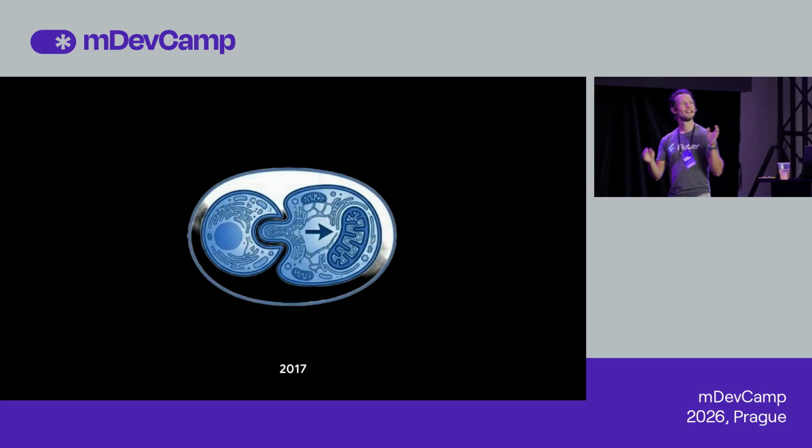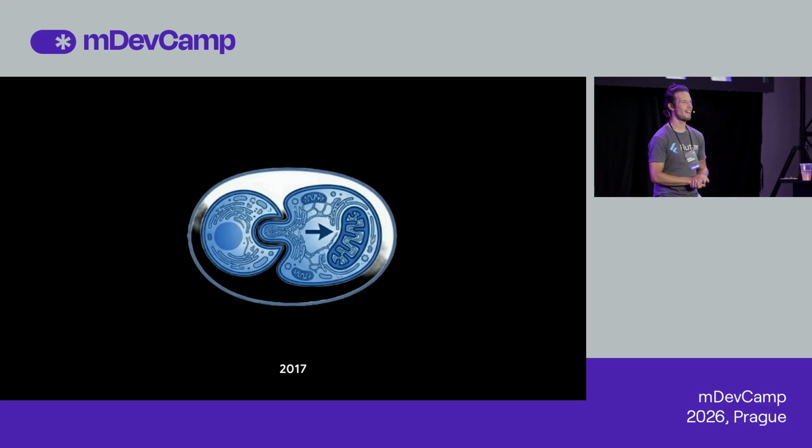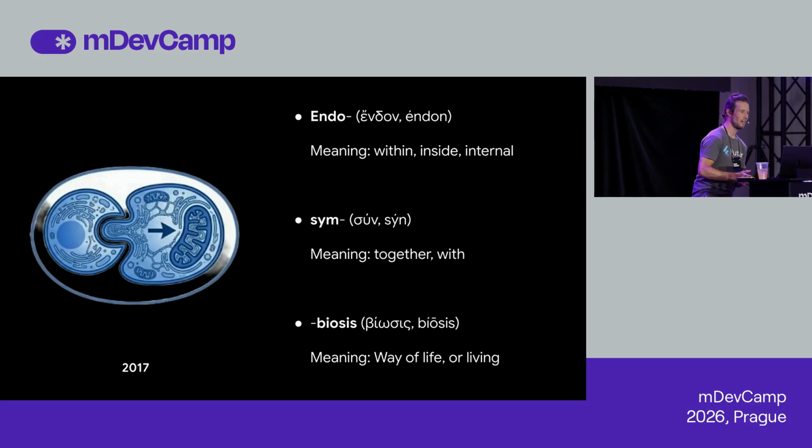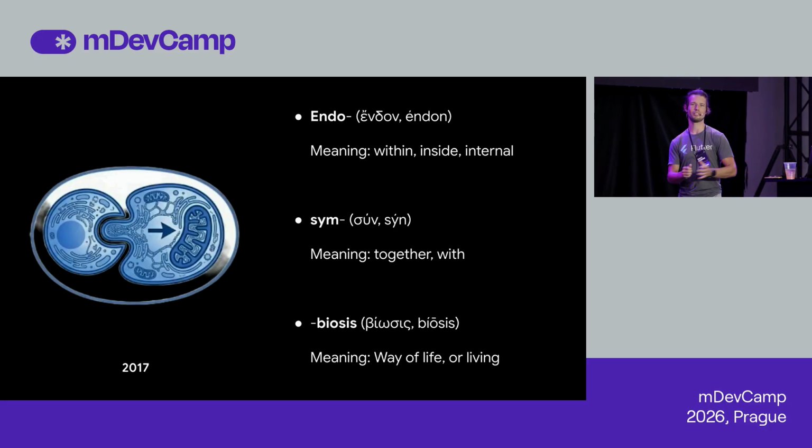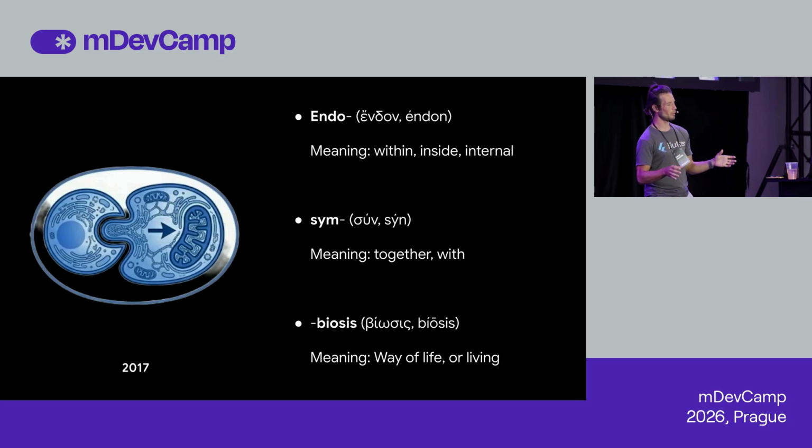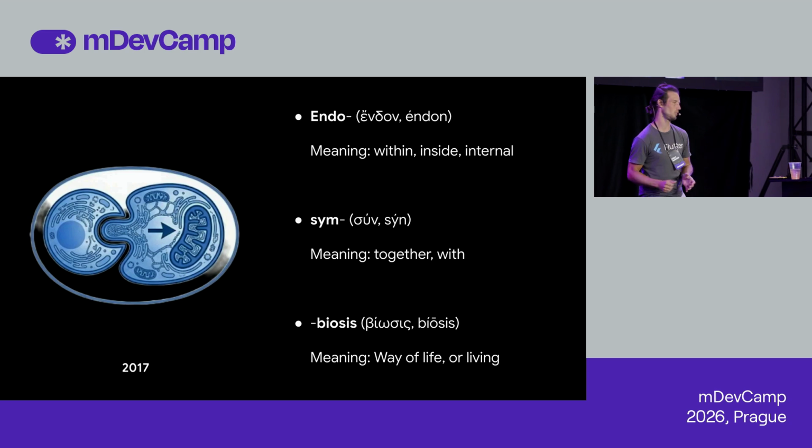However, in 2017, everything changed. And what you see here are two cells, and this is called in biology endosymbiosis. And endosymbiosis is the process where one cell engulfs another cell without eating it. So you have two cells, they live on each other, and they both serve a different role. And of course, I'm talking about Flutter.